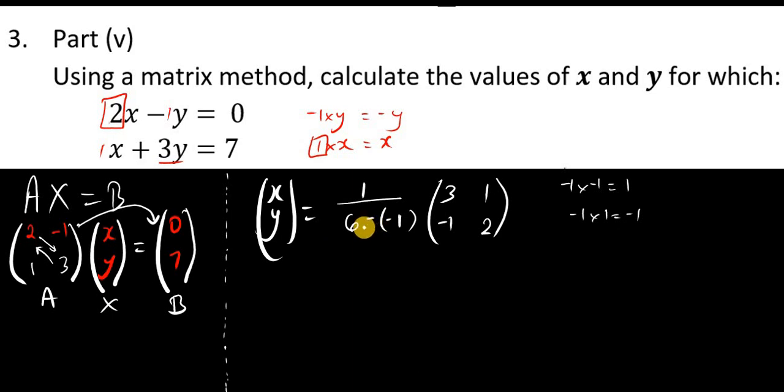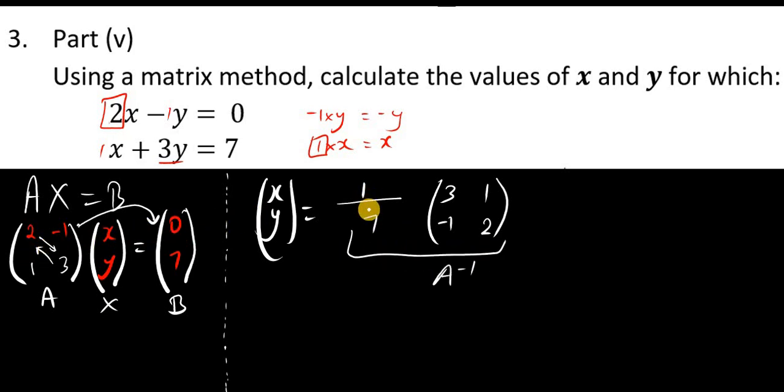Now let's simplify this. 6 minus negative 1. When we subtract a negative, we get what? Positive. So there's going to be a positive 1 here. And what is 6 plus 1? That's 7. Now remember, again, we worked out the inverse. So this is the inverse of A: 1 divided by the determinant of A times the adjoint of A.